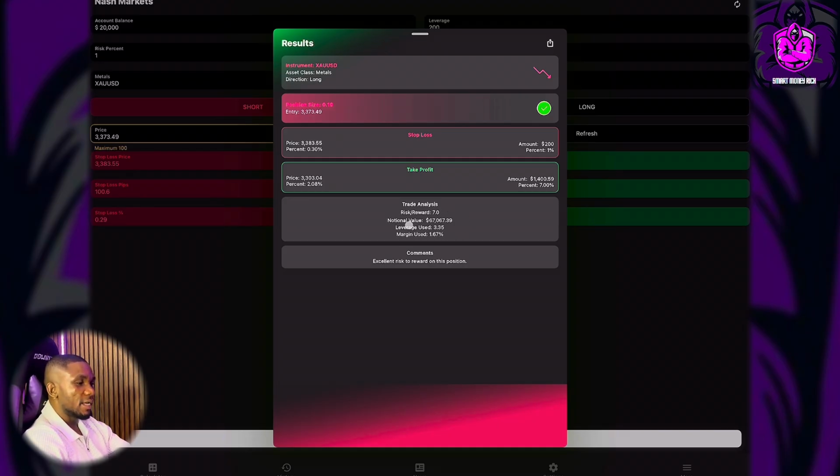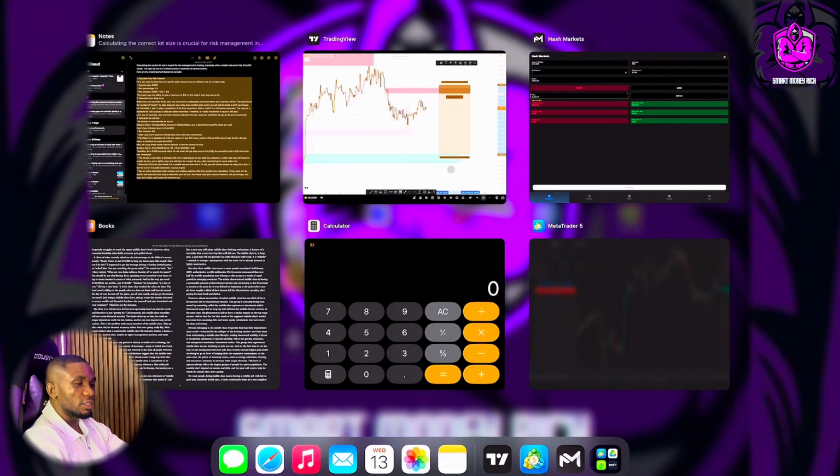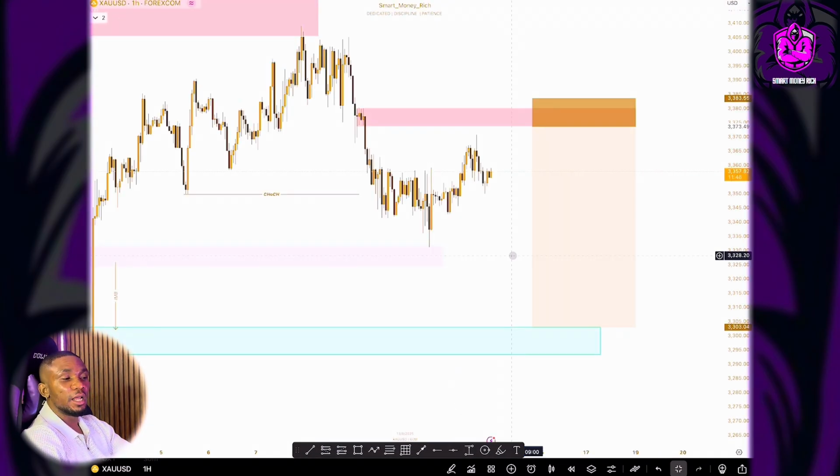Then it also analyzes it for you. Trade analysis, risk to reward 1 to 7, right? Notional value it gives you, leverage used it gives you, margin used it gives you. Then it gives you a comment, excellent risk reward on this position. If it is a poor risk reward, it will also tell you that it is a poor risk reward. So this is how you calculate your lot size when you're trading gold.